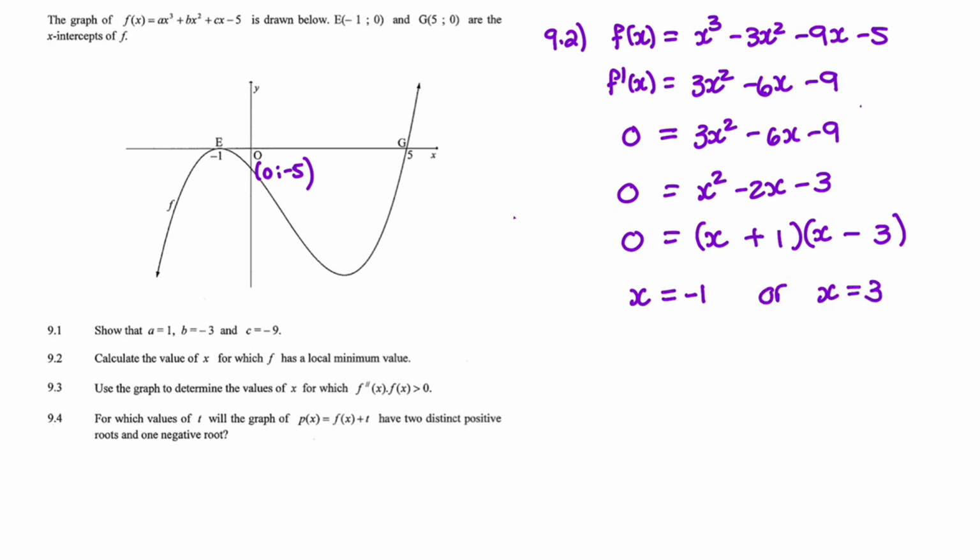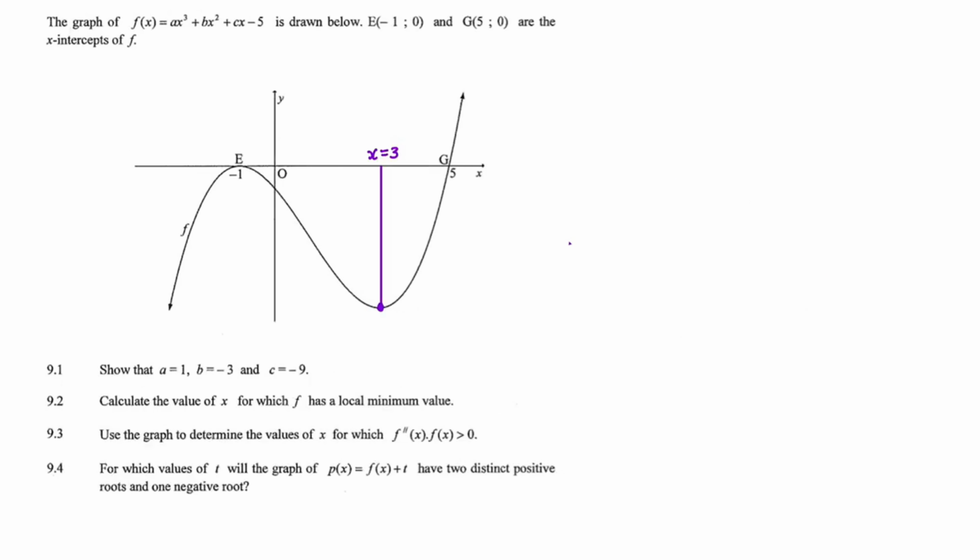Now you can see that where x is equal to negative 1, we have the local maximum. But the question says find the value of x for the local minimum. So therefore, x would be equal to 3. So on our graph, at the local minimum, we have x equal to 3.